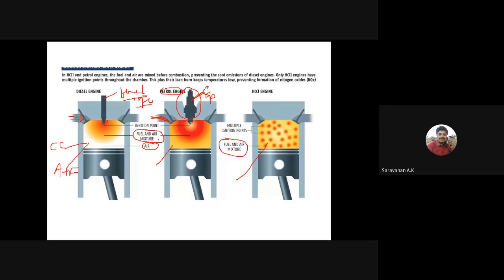Is it clear? So for the petrol engine and diesel engine, how do the fuel and air get the flame? For the petrol engine, how does the flame propagate? At the end of the compression stroke, the spark is produced from the spark plug, so the flame propagates.